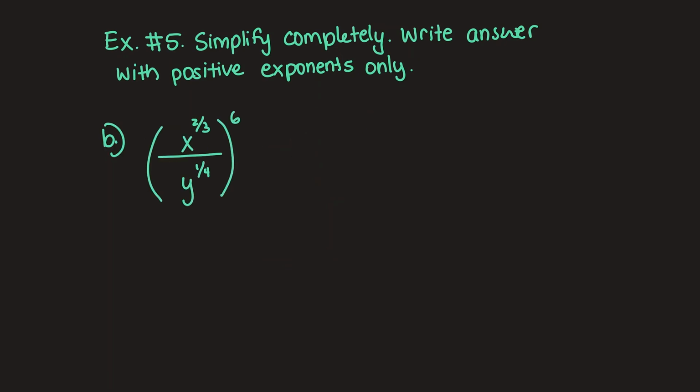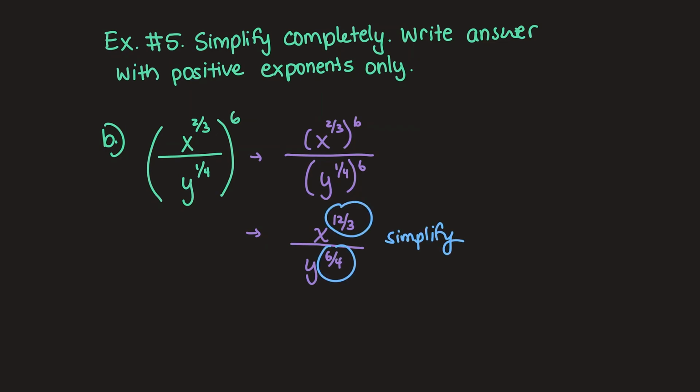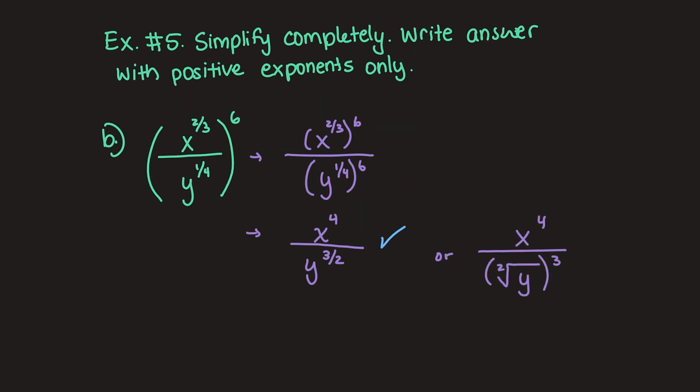And for the next example, we can use our power of a quotient rule to raise the entire numerator and the entire denominator by the power of 6. And then using our power rule, we can multiply the exponents and then simplify these exponents. So 12 over 3 simplifies to 4, and 6 over 4 simplifies to 3 halves. And it looks like we can't simplify further, so we can leave this as our final answer, or you can write it in radical notation.